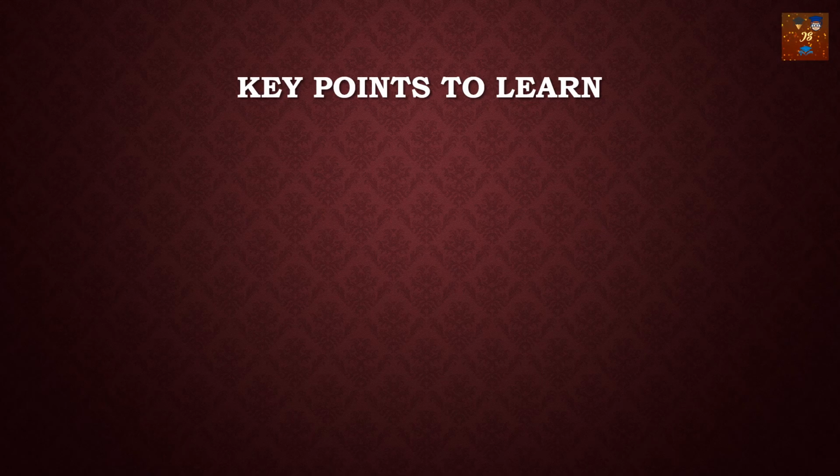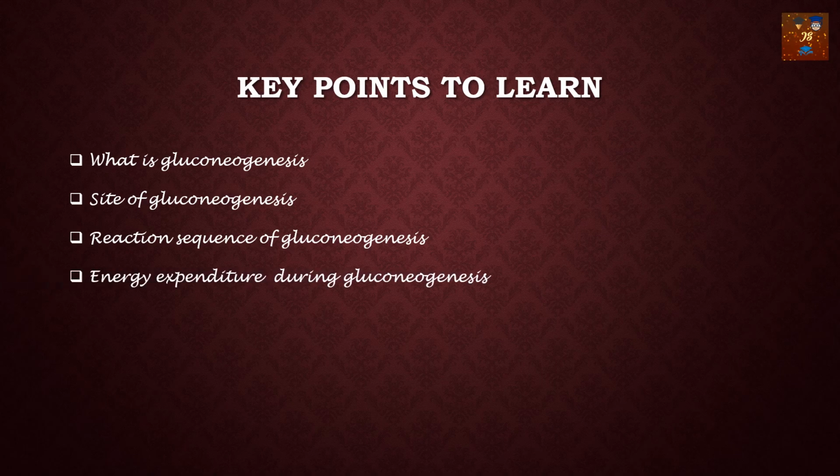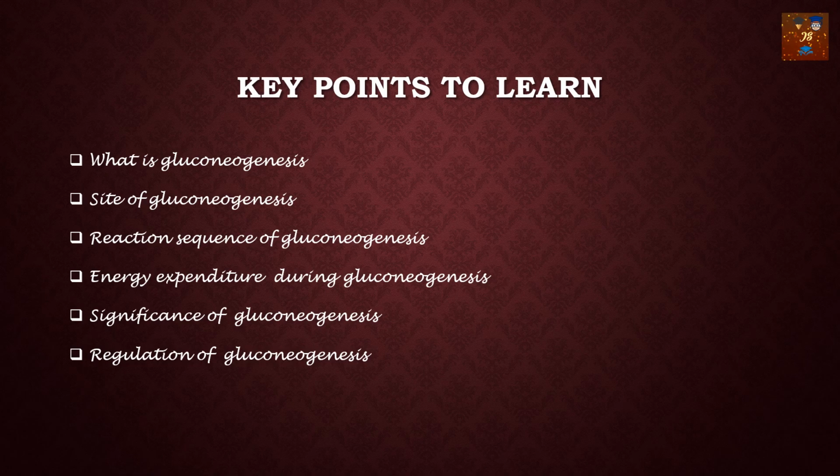Key points that we are going to learn today. Number 1, what is gluconeogenesis? That means the definition of that. Then we will know what the sites of gluconeogenesis are. Then what is the reaction sequence of the same. Then how much energy is expended during this gluconeogenesis. Then the significance of gluconeogenesis, and lastly the regulation of this gluconeogenesis reaction.